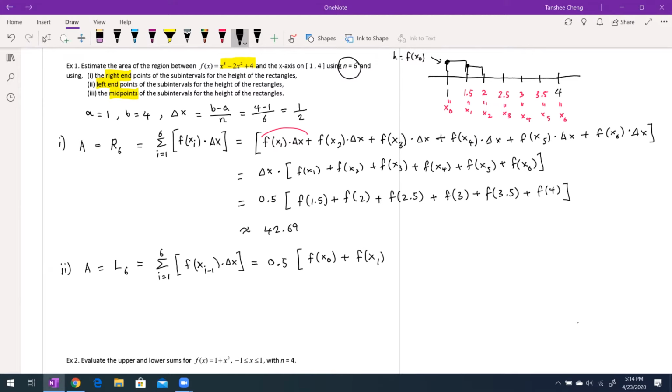Are we all following so far? And then if I have the third rectangle with this height, if my graph goes like this, then this will be my left-hand point. So I'm going to be using f of x sub 2, f of x sub 3, f of x sub 4, f of x sub 5, f of x sub 6. Is that correct?